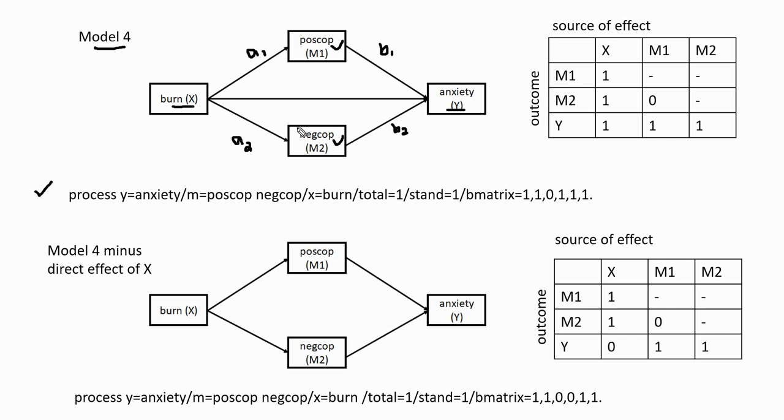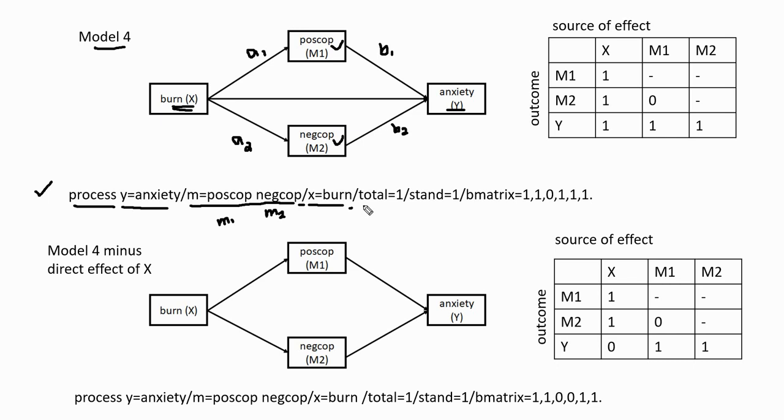So getting on with our syntax, you'll notice down here I start off with process. This is going to activate the PROCESS macro for use. Then we follow that up with y equals and then the name of the dependent variable in your model. We have a /, then m equals, and then we have the names of our two mediators. So positive coping is our m1 and negative coping is our m2. Then you see we have a /, then x equals, and then the name of the independent variable, burnout.